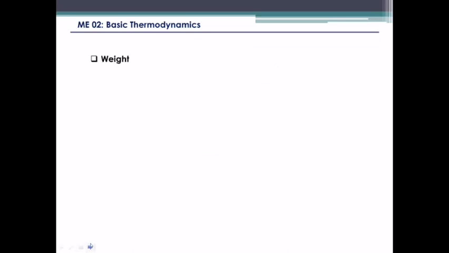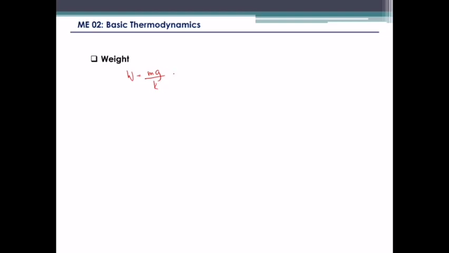Okay, we have the weight. So weight, I guess you are familiar with its relation with mass, no? Weight and mass. So weight is actually equal to the product of mass times gravitational acceleration, over K. So take note, we should have the proportionality constant K.